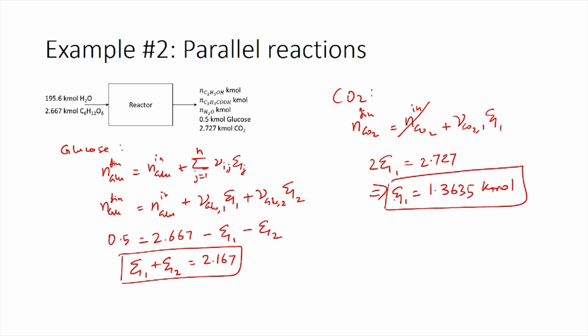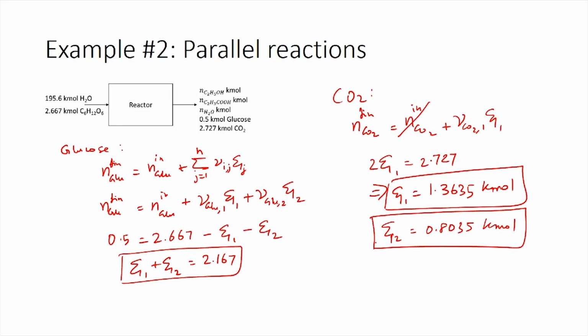So, substituting this back into the first equation, we can get the extent of reaction for the second reaction as 0.8035 kilomoles. Now that we have calculated the extent of reaction for reactions 1 and 2, we can calculate the number of moles in the final condition for all the reactants and products which are taking part in the reaction.